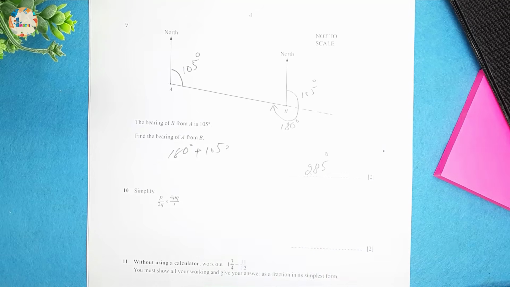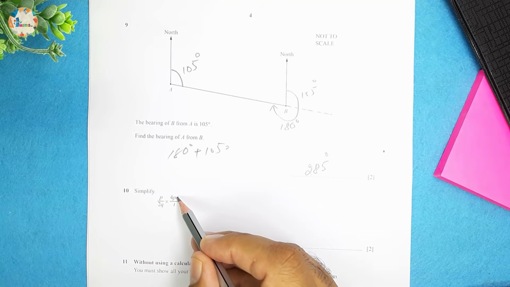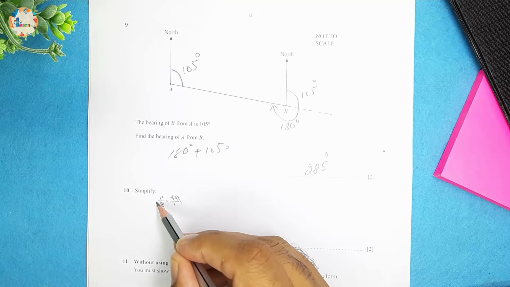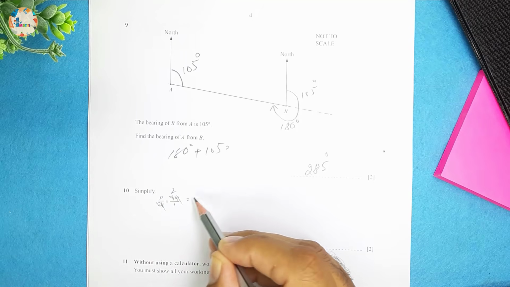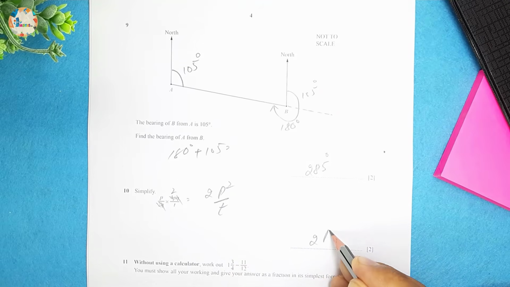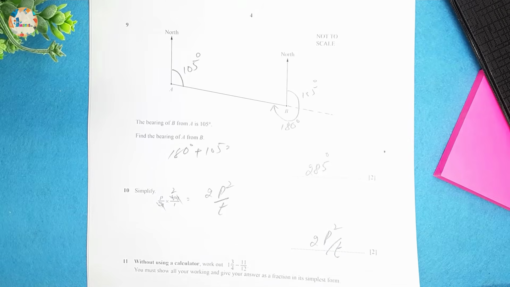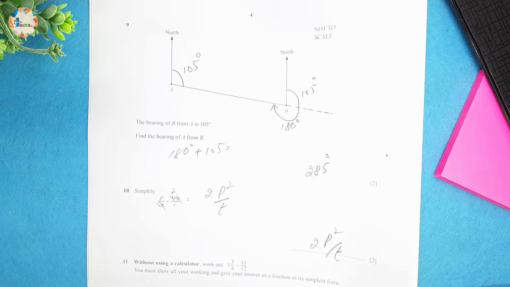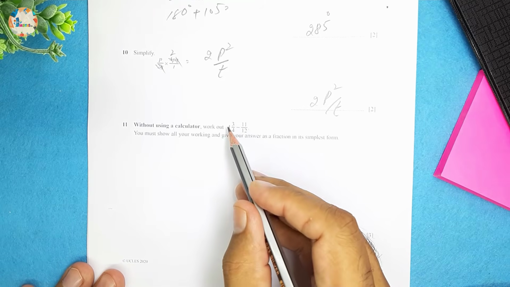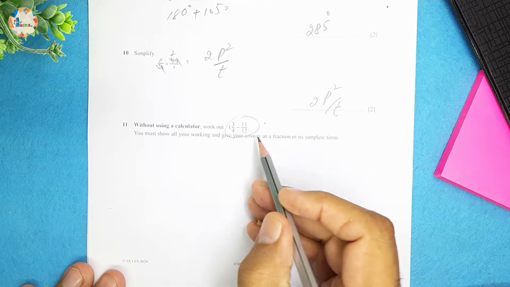Now we have to simplify this. Q will be cancelled with Q, 2 will be cancelled with 4, and we'll get 2 and P squared over T. This will be our final answer over here. Basically this will be 2P squared over T. Then work out this fraction, which we have to solve.